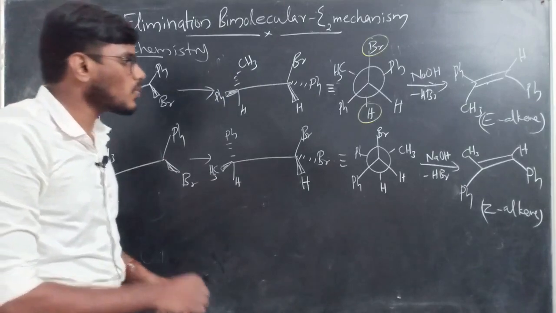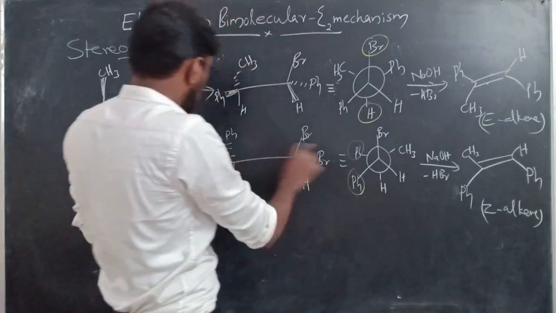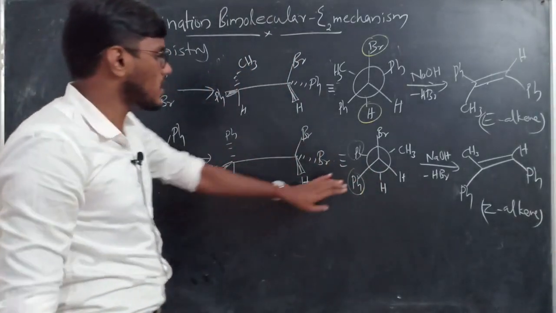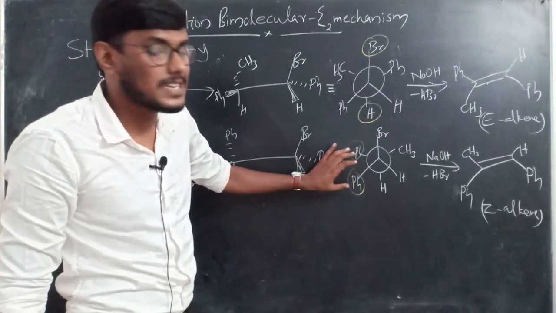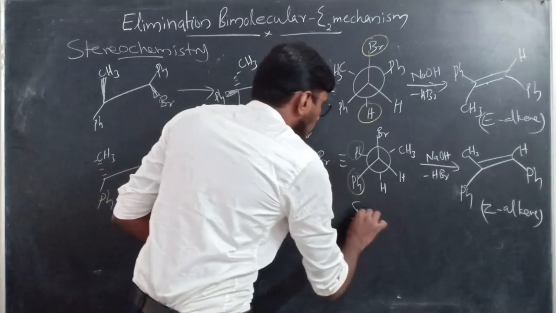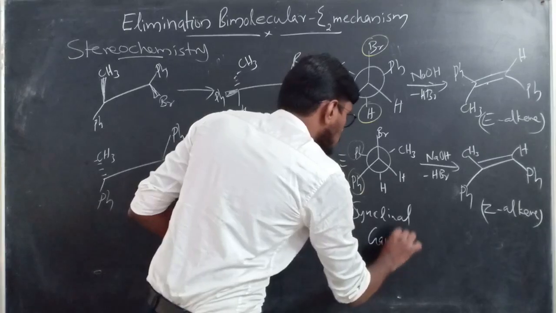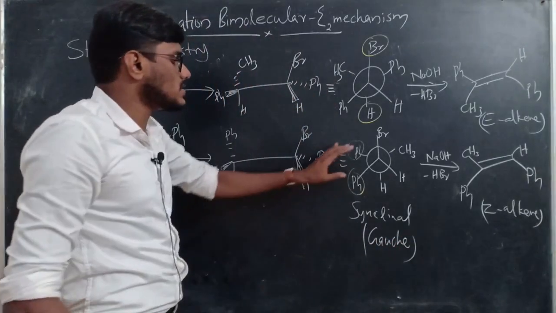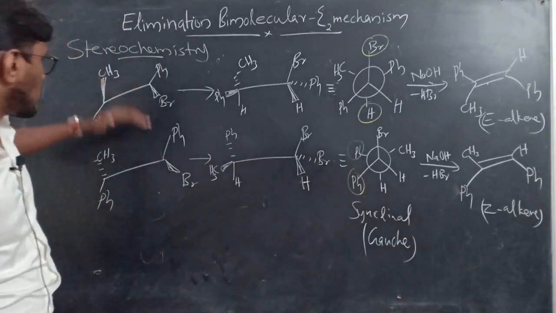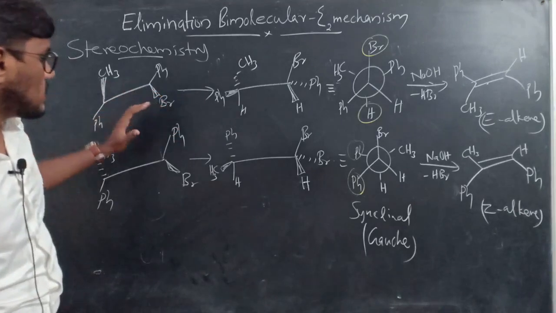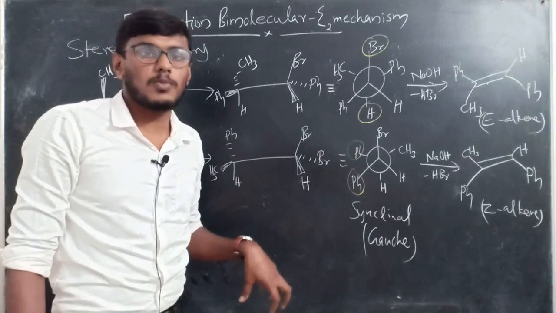And here you can see in this Newman projection of this diastereoisomer, the two bulkier groups are on the same side, or they are synclinal, or in gauche conformation, so it is a little bit unstable. So this conformation is adopted by a relatively small proportion of molecules.